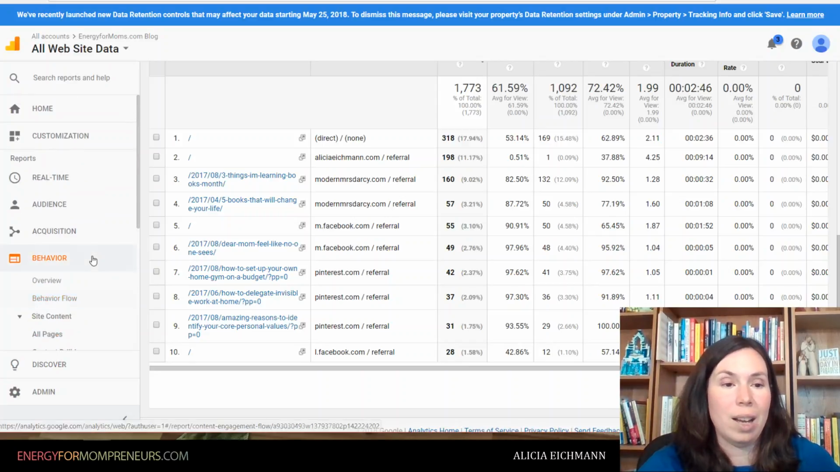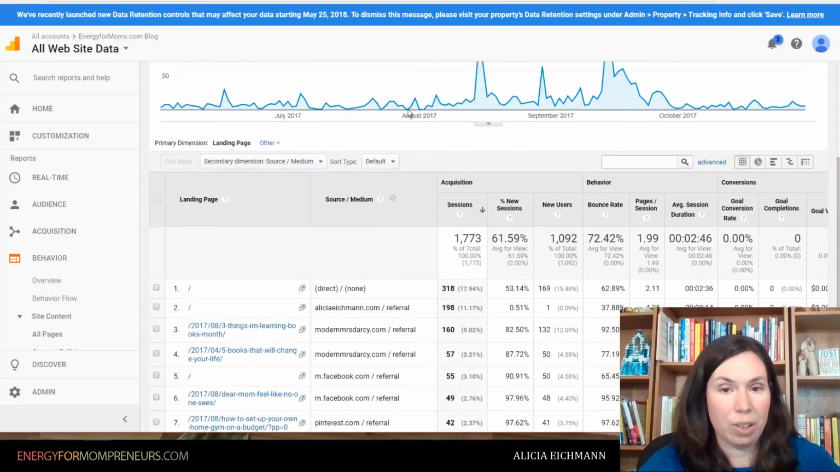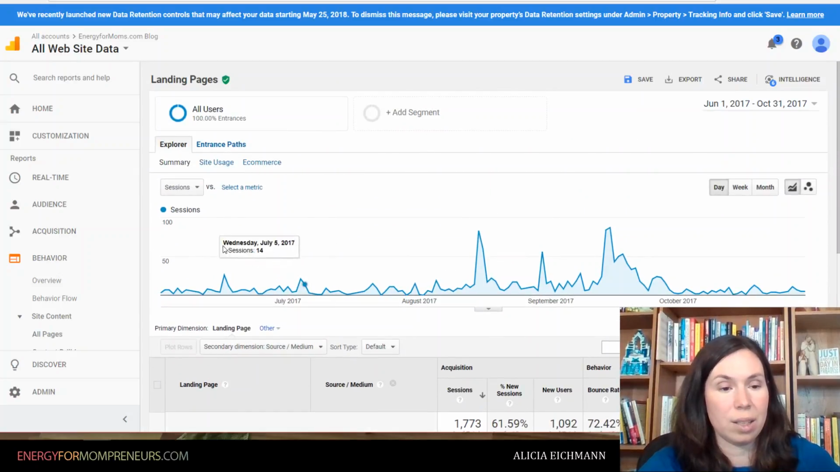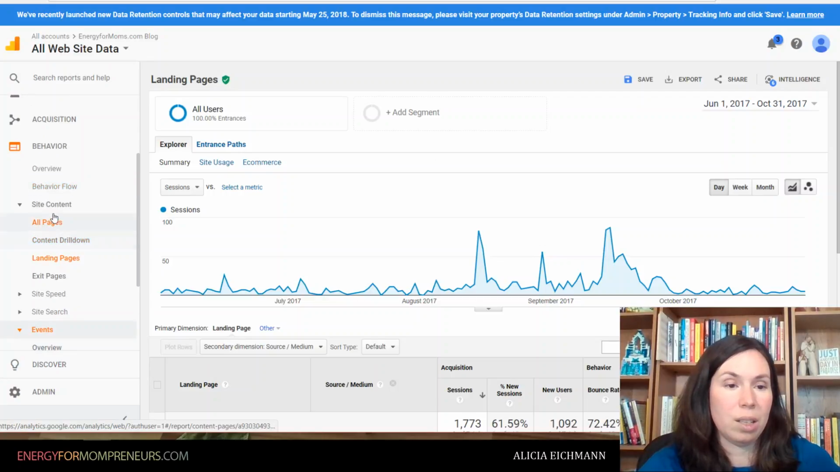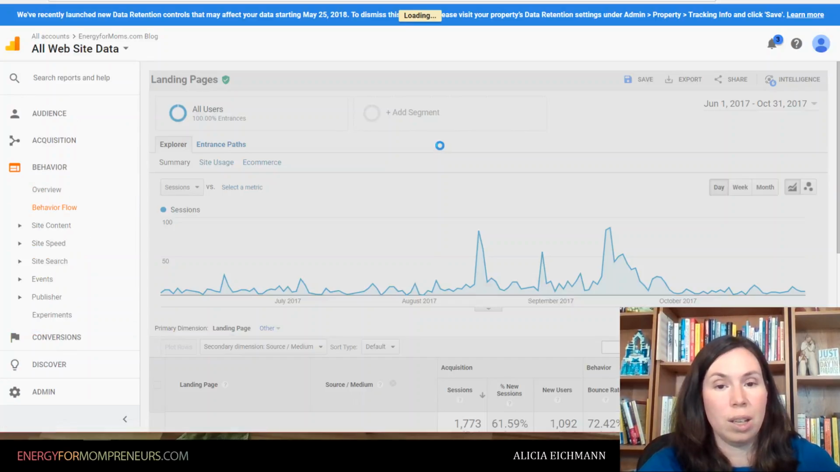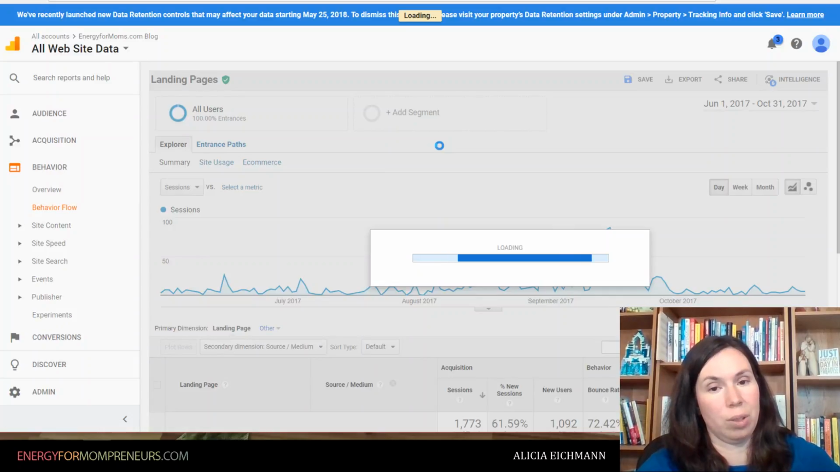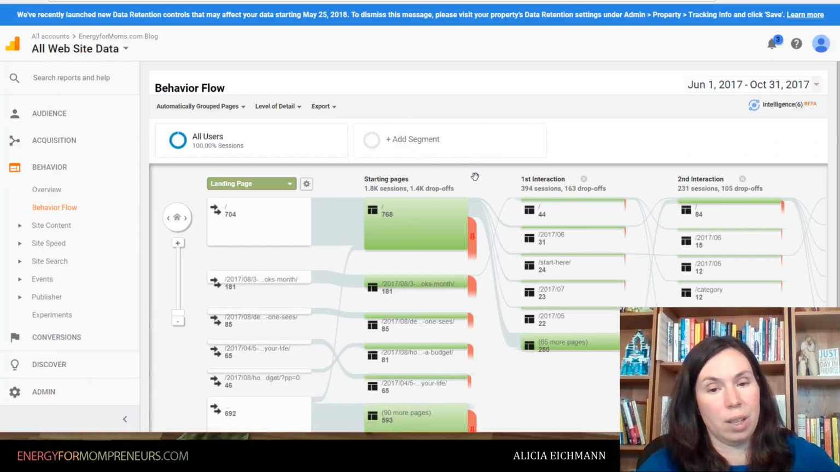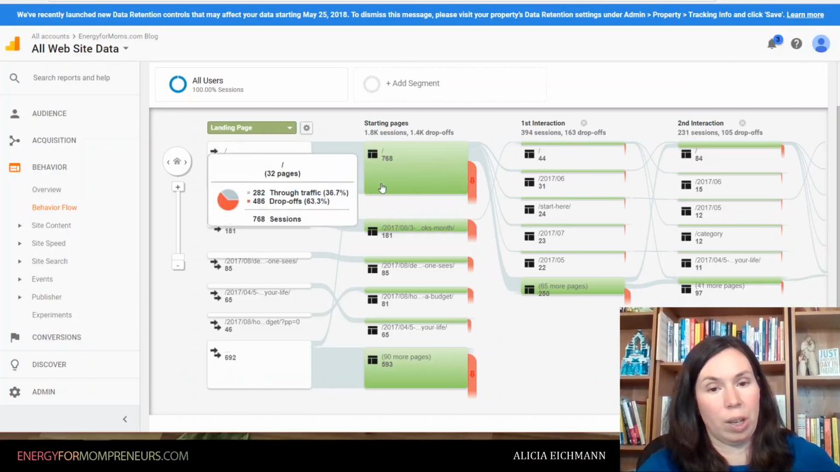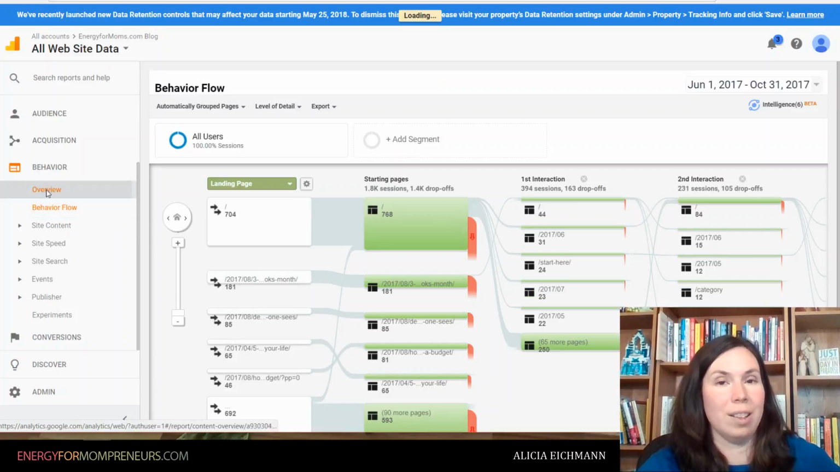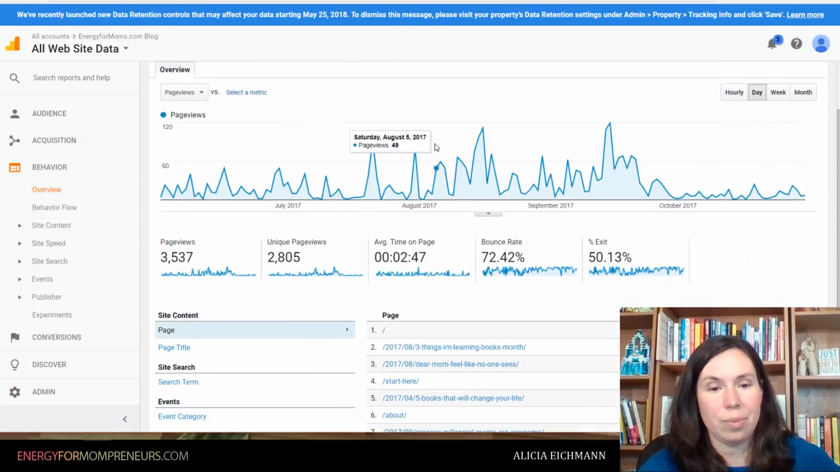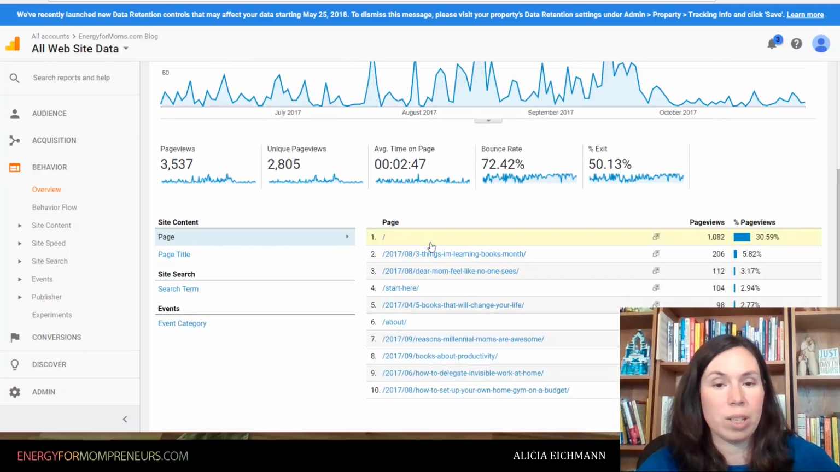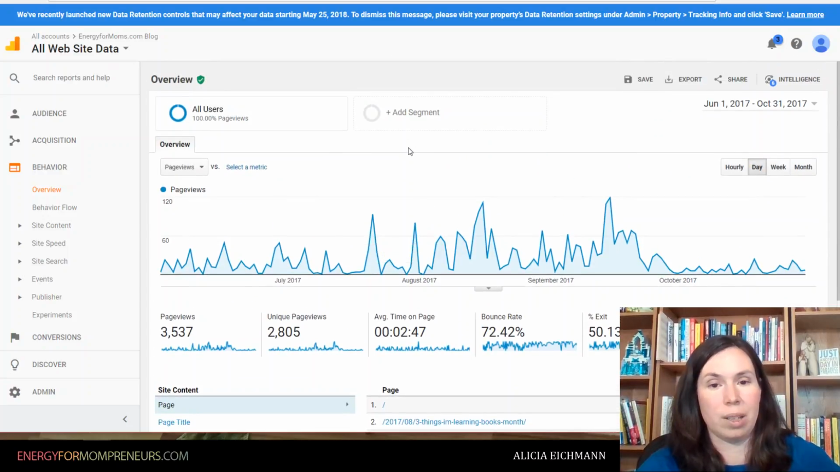Alright, that is an introduction to behavior in analytics and some of the terminology. Here's a crazy diagram. Behavior flow is kind of crazy, but it shows you where people were and then where people left your site. We'll get to that later. But I want to start doing some of these videos to help you guys understand the terminology and to see what it looks like and to be thinking about what you would do with this information.